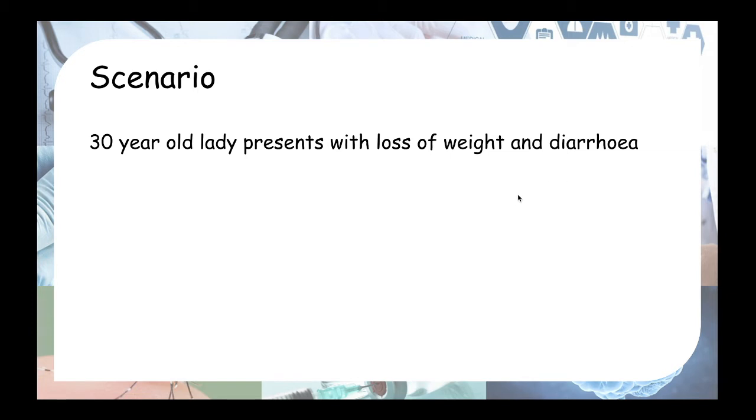So questions you want to ask are onset, and more details of the diarrhea. What's the frequency of the diarrhea? How many times do you go to the toilet in one day? How has that changed over the past however long you had the diarrhea? What's the content? Is there any blood or mucus in the diarrhea? And what's the consistency of the diarrhea? Is it very watery? And then in the loss of weight, you want to ask about how much weight they have lost. You want to quantify the weight loss, whether it is significant or not.